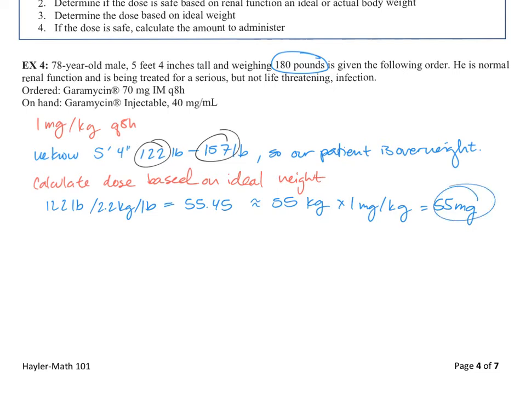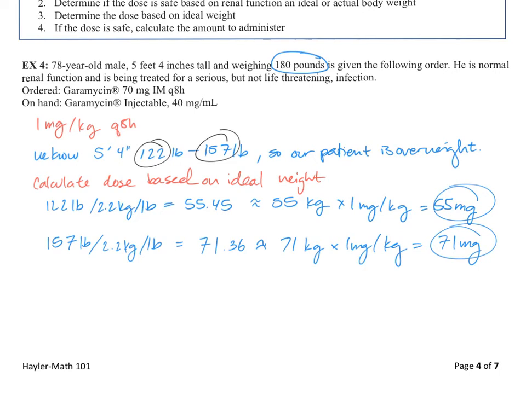Alright. And then let's go ahead and use the 157, which is the other bound for this person's weight range. 157 pounds, converting that to kilograms, 71.36, which we can round to 71 kilograms. Multiply that by the 1 milligram per kilogram, and we will get 71 milligrams.